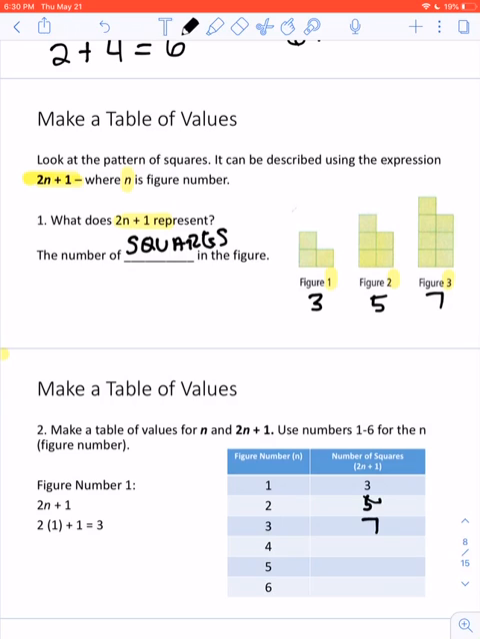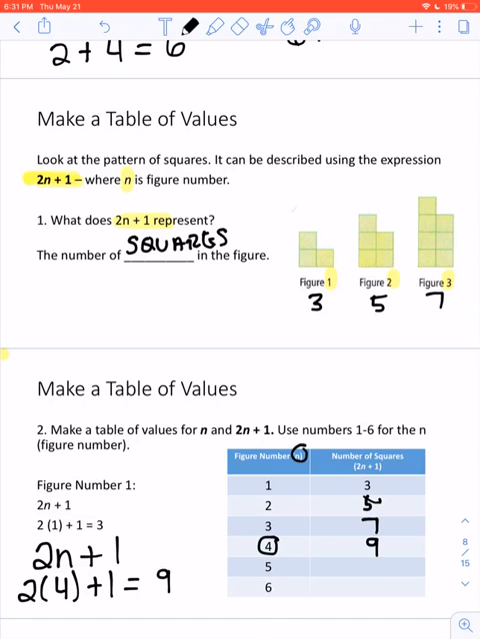So I do see a pattern happening here, but for me to figure out figure number 4, I can just plug it into this formula. So I'm going to go 2n plus 1. The figure number is 4, and that's n. So what I'm going to do is 2 times 4 plus 1. 2 times 4 is 8 plus 1 is 9.